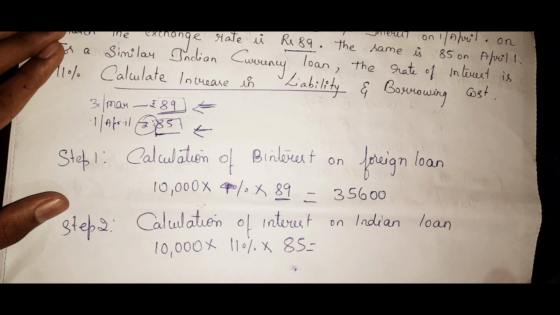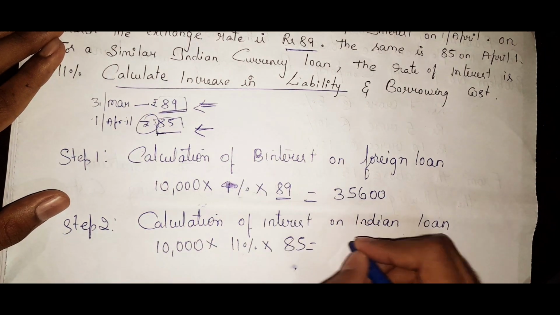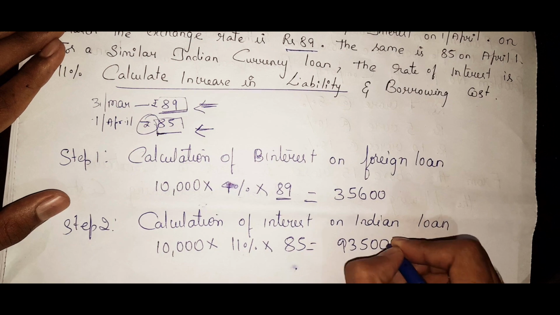10,000 into 11% into 85 rupees will give you the answer, that is 93,500.